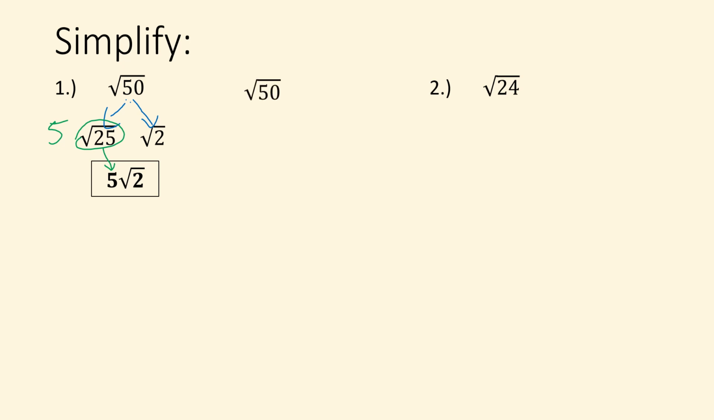So we have radical 50 again. Let's say instead of 25 and 2, we did 5 and 10. This time we don't have a perfect square, so we want to keep going. 5 is a prime number, that's the bottom of the factor tree on that side. But 10 is not, we can keep going with that one. So the 10 becomes 5 and 2.